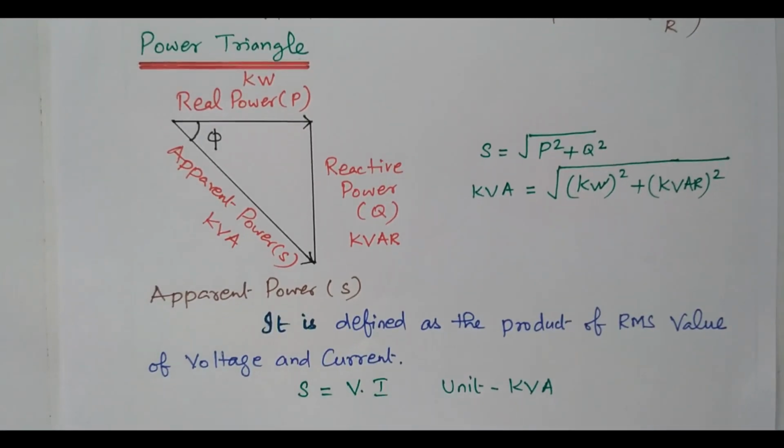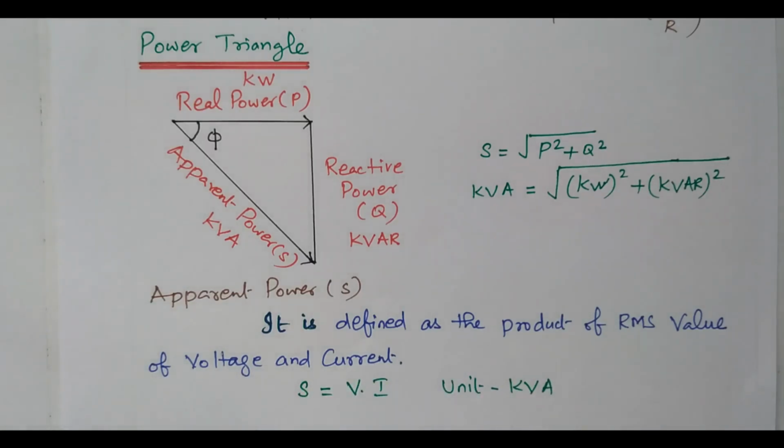Now we will see the definitions. Apparent power is defined as the product of the RMS values of voltage and current. S equal to V into I. The unit is kVA.